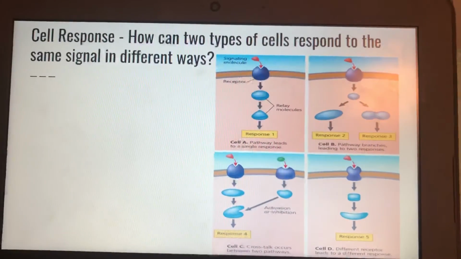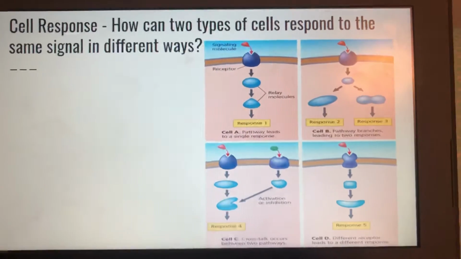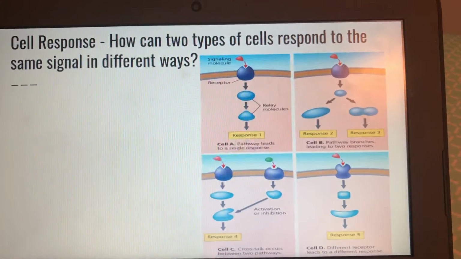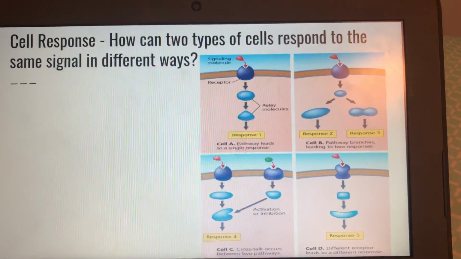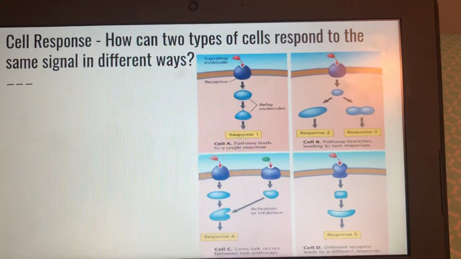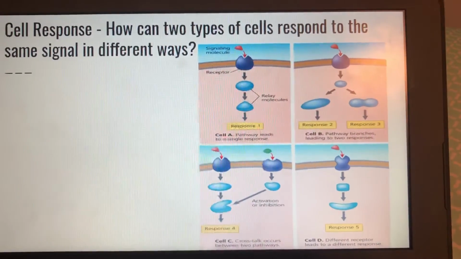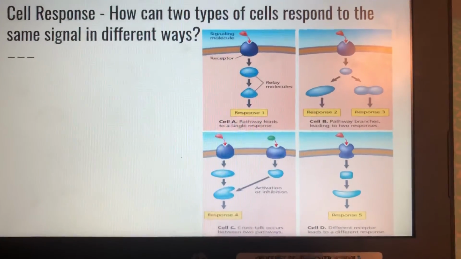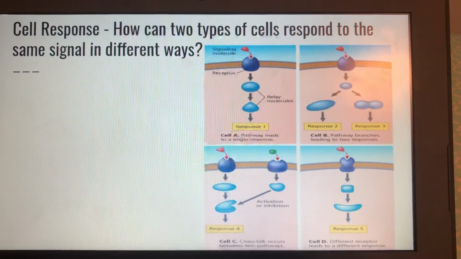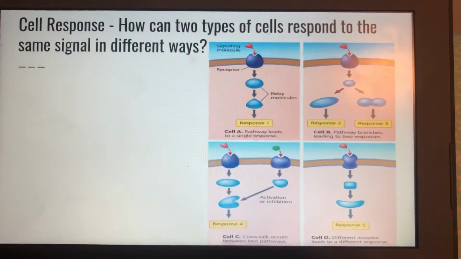Cell response. How can two types of cells respond to the same signal in different ways? So the explanation for the specificity exhibited in cellular responses to signals is the same as the basic explanation for virtually all differences between cells, because different kinds of cells turn on different sets of genes, and different kinds of cells have different collections of proteins.